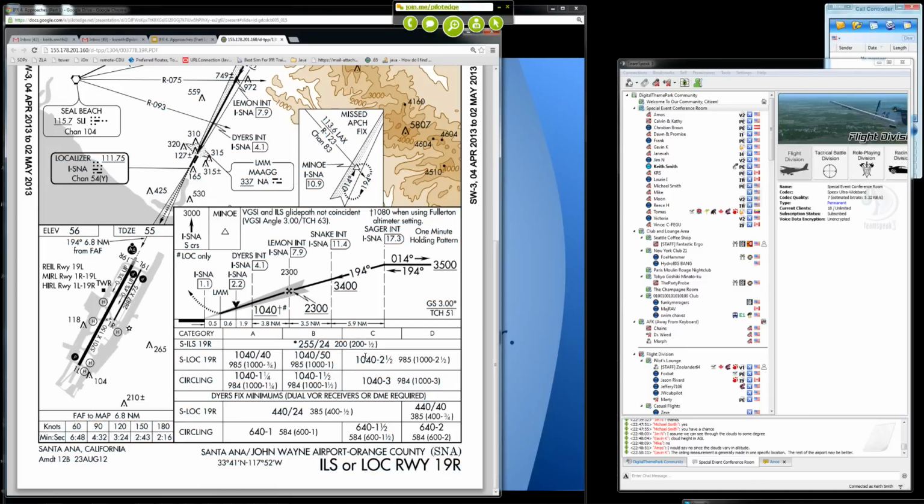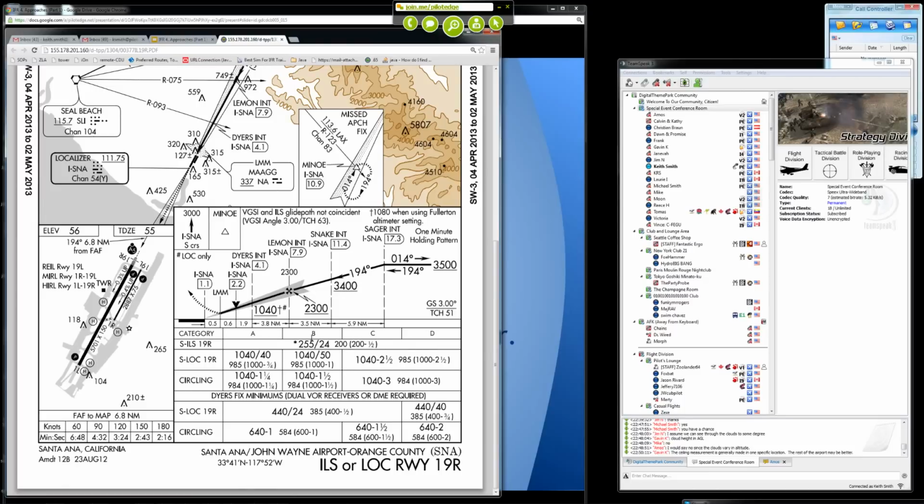Boy, that selecting didn't work too well. Okay, let's compare that to, I'm trying to find a better example. Let's look at the circling, no, let's do the localizer minimums for category C or D aircraft.